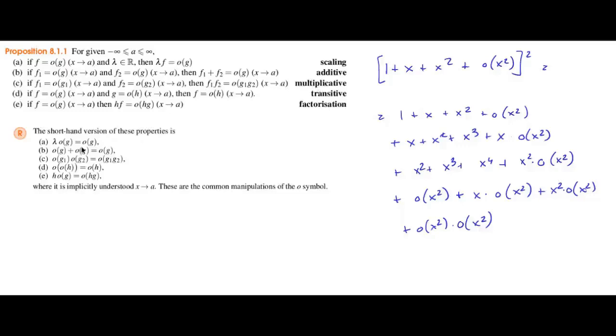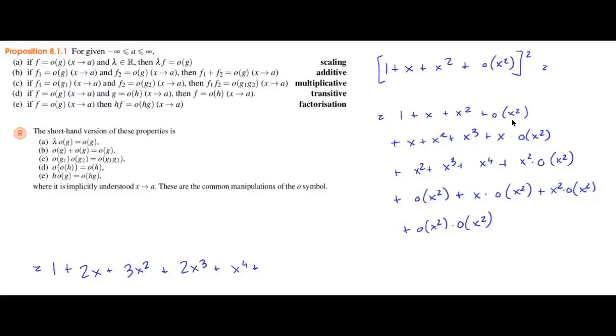Now we can use these rules to simplify things, right? So let me write it here. Let's collect the terms with the same powers. So this is 2x plus 3x squared plus 2x cubed plus, and then we have 1x to the fourth, right?